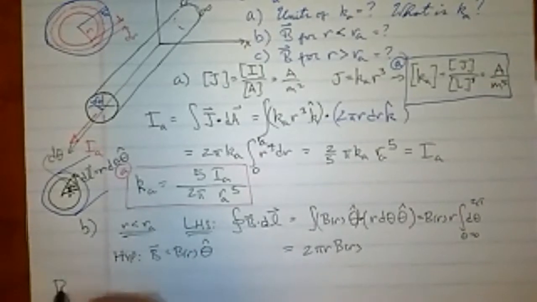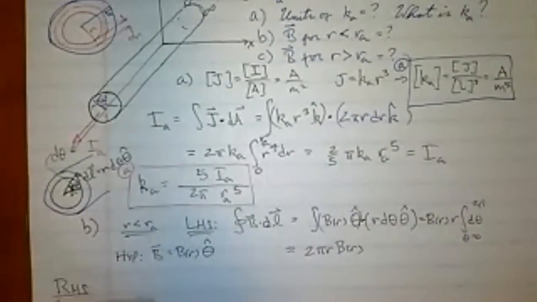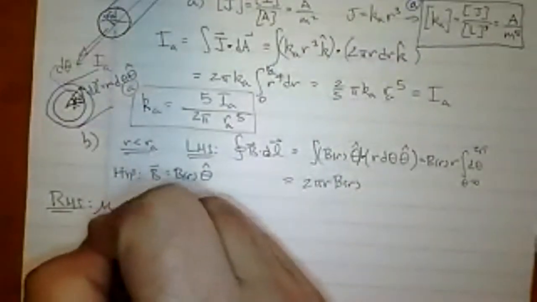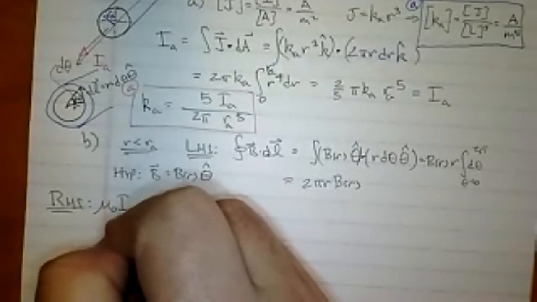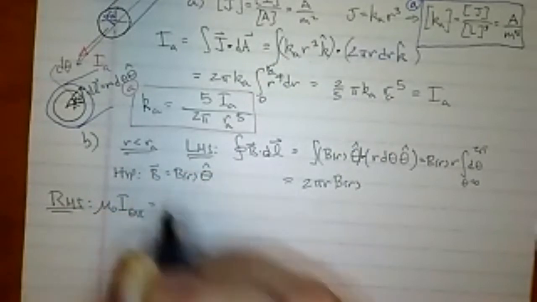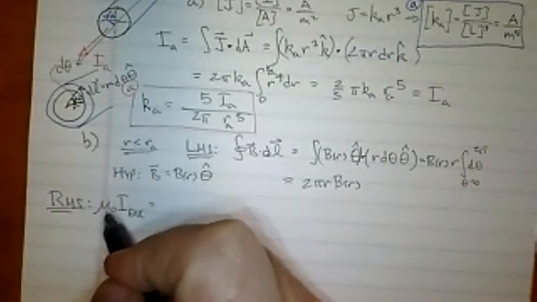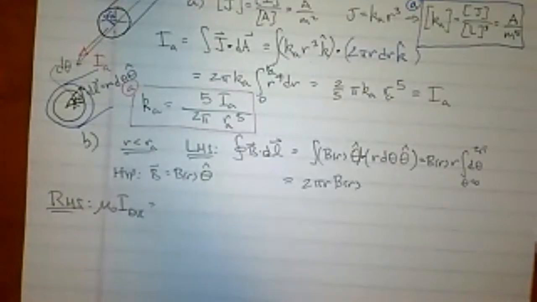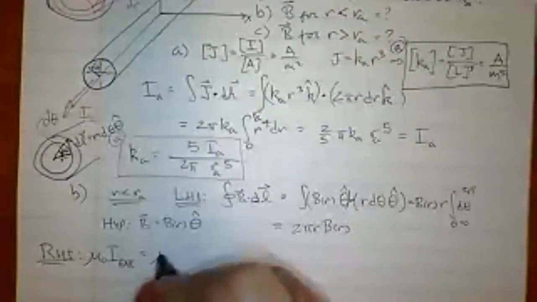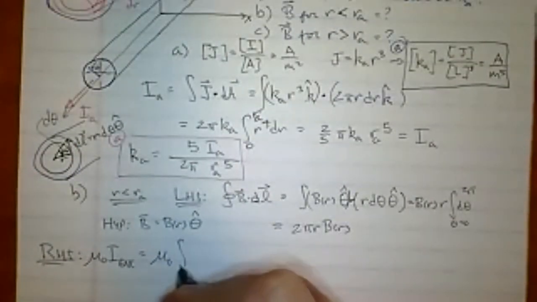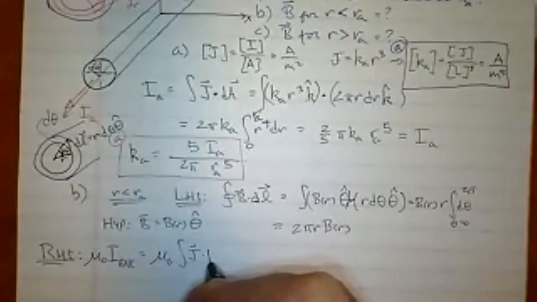The right-hand side is quite a bit more complicated. So the right-hand side is actually mu 0 I enclosed. So what I need you guys to do is keep me honest. I keep dropping this mu 0 when I normally do this calculation. I don't want to do that because obviously that's going to mess something up at the end. But what I'm going to do is say that's mu 0 times the integral of J dot dA.